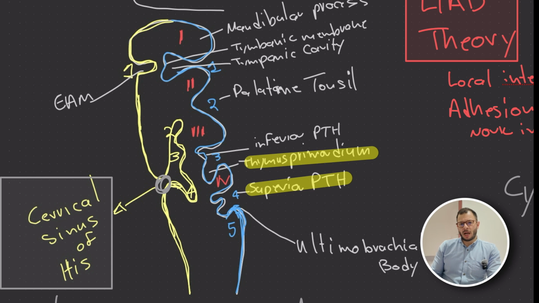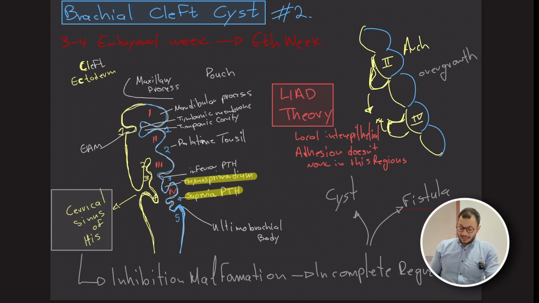In further development and up to the 6th week, this sinus will be closed, and this gap will be filled with mesodermal tissue, but not if you have a brachial cleft cyst. It's the incomplete regression of the cervical sinus, and now you know exactly what that means. Either the cervical sinus will be connected to the skin, and in this case we will have a fistula formation, or it will be closed from the skin and then we will have a cyst formation.